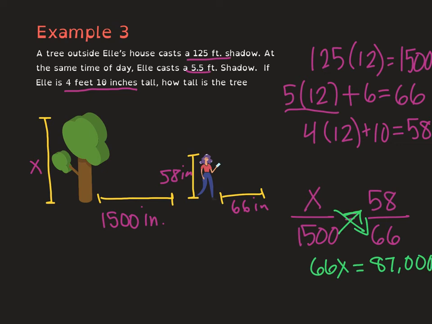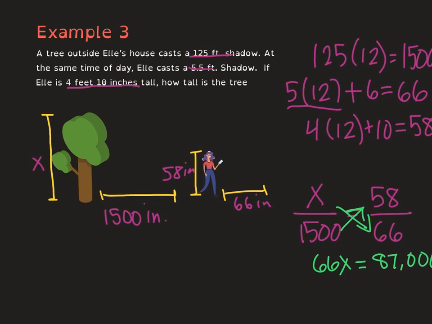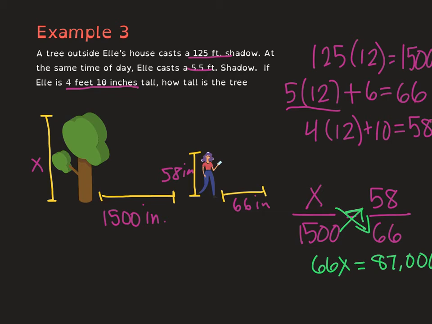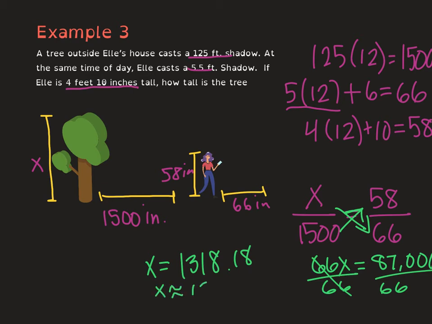And now, using our inverse operations, we are going to divide both sides by 66. Those cancel each other out, and we are left with X equals 1318.18. We're going to round that, and so X is about 1318. Now that's in inches, so this is inches.